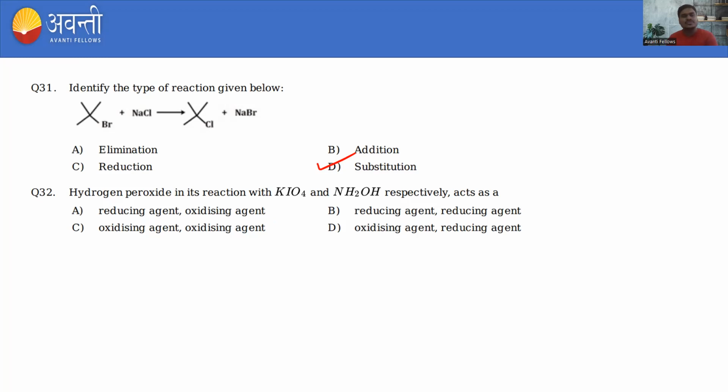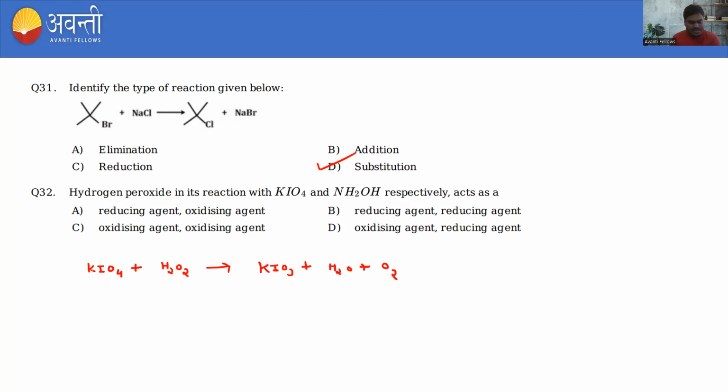Good. Now, the next question is: hydrogen peroxide, on its reaction with KIO4 and NH2OH respectively, acts as what? Whether they act as a reducing agent, an oxidizing agent, or what? So let's see the reaction of KIO4 and H2O2, hydrogen peroxide, then we'll get to know. Whenever KIO4 reacts with H2O2, what will they form? They will form KIO3 plus H2O plus O2, right?